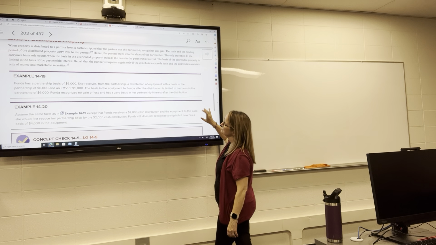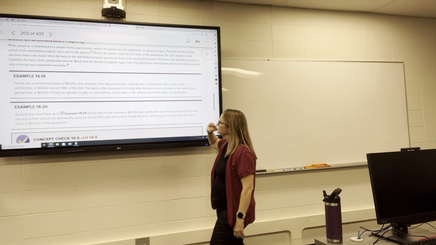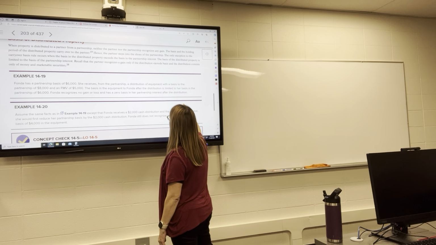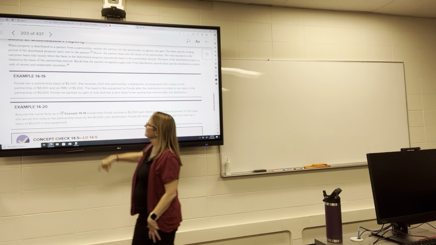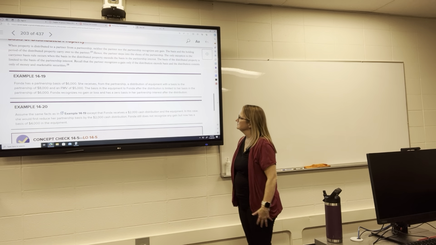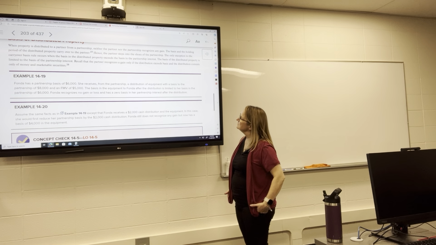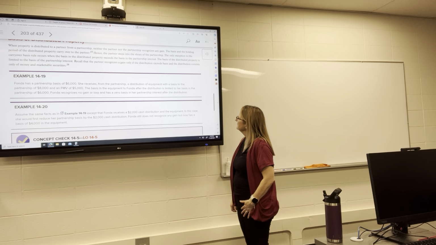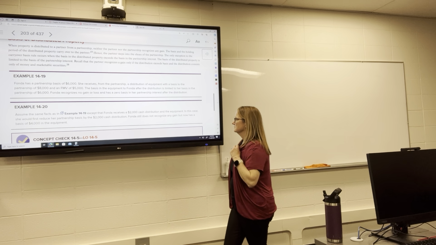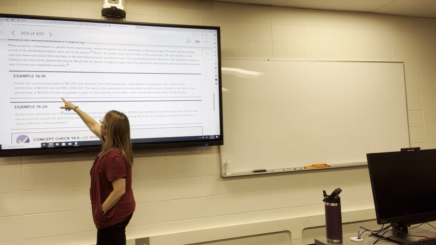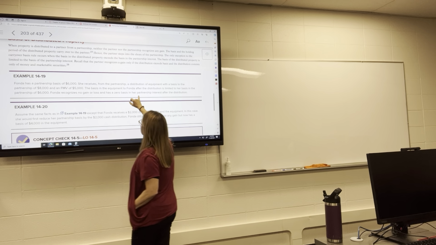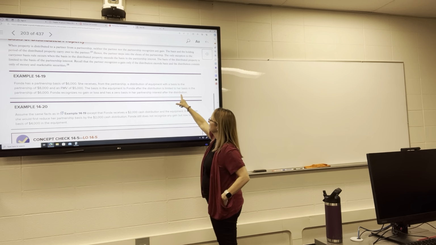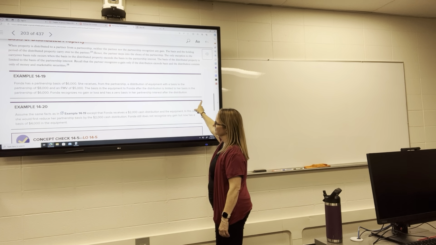So Fonda has a partnership basis of $6,000. She receives from the partnership a distribution of equipment with a basis to the partnership of $8,000 and a fair market value of $5,000. So the basis in the equipment to Fonda after the distribution is limited to her basis in the partnership of $6,000. So the most would be $6,000 that she can recognize for the basis. She recognizes no gain or loss. She has a 0 basis in her partnership interest after the distribution.